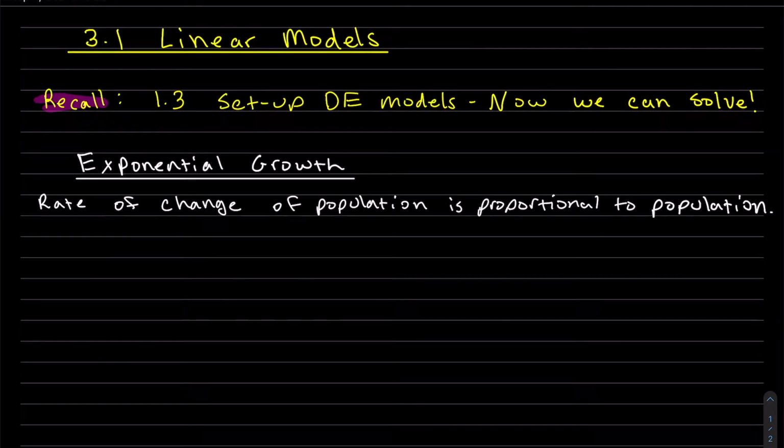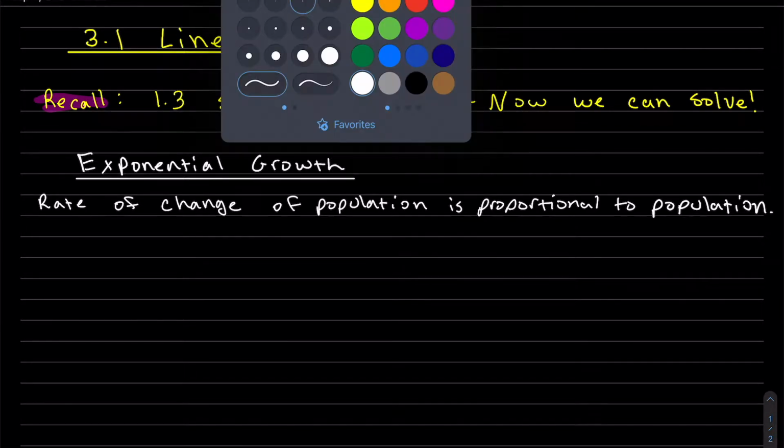Okay, so chapter 3.1, linear models. Now we did set up these linear models in 1.3, but we didn't know how to solve them. So now we can solve them. We're going to start off with exponential growth. And if you remember, the rate of change of population is proportional to population. So let's just translate that.